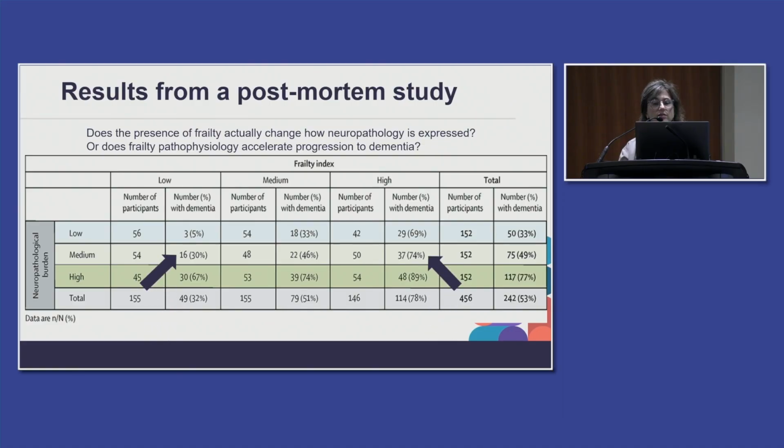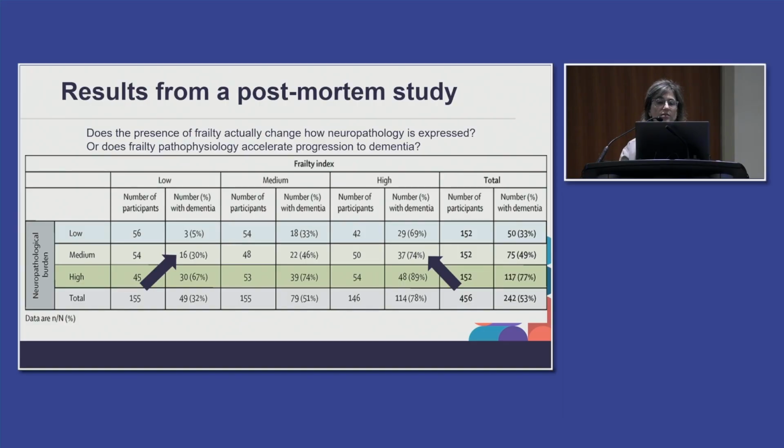So this is a study that you can't do in living humans, which is to actually open up people's brains and look at their neuropathology. And so what I'm showing you here on the top is frailty index, and on the far left-hand side are low frailty.